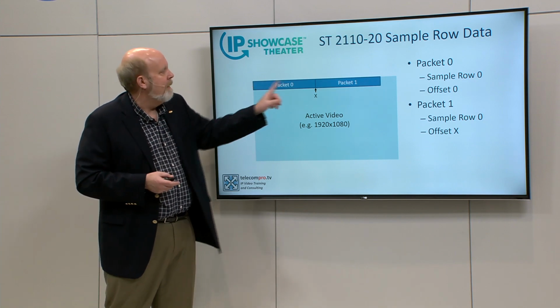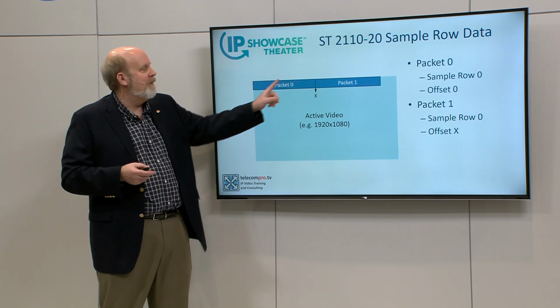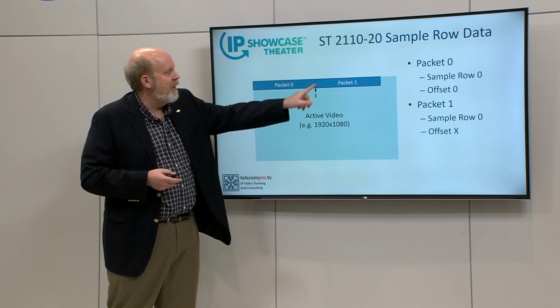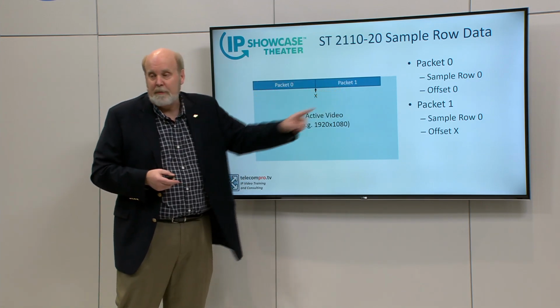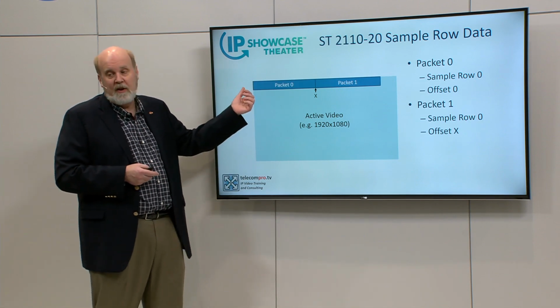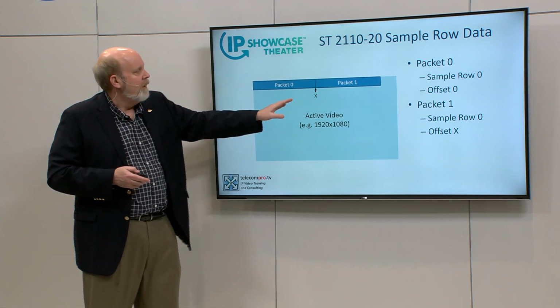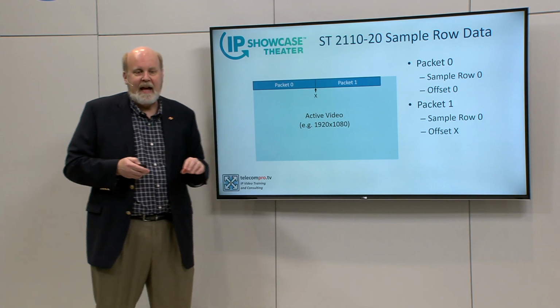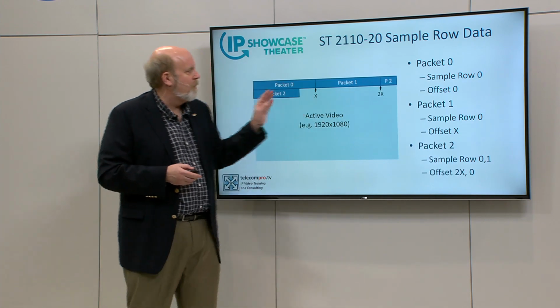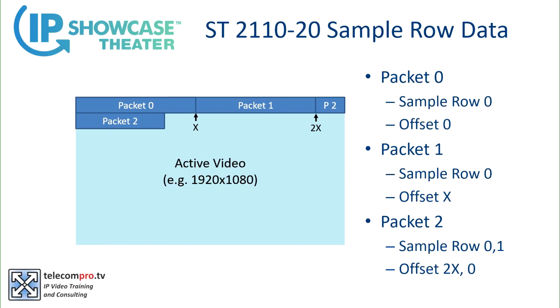So let's say if this packet had 500 pixels in it, this offset would be 500, so this would start at the next pixel in the sequence. And remember, we start counting at 0. We might have, at the end of a line, a packet that wraps around. In this case, packet 2 wraps around, and so it's going to have 2 pieces of data in it.